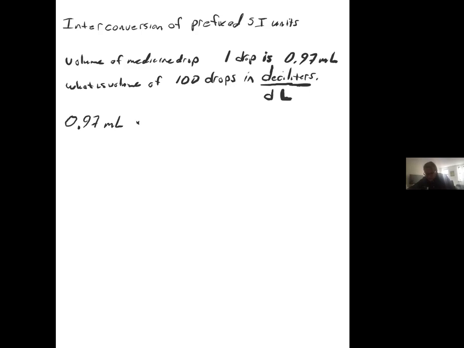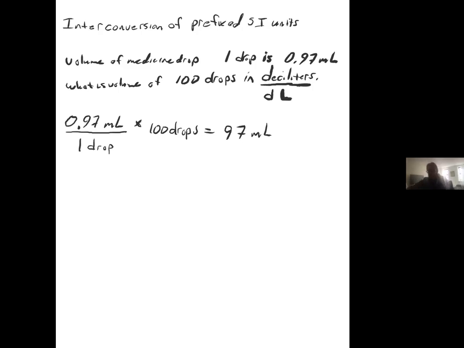So if I have 100, so this is per one drop, right? That's how much one drop is. If I have 100 drops, I'm just going to have 100 times as much. This is going to become 97 milliliters per 100 drops, right? That's all that is. So the first step's easy. You just say, look, one drop's 0.97, so 100 drops is 97. So that makes sense.